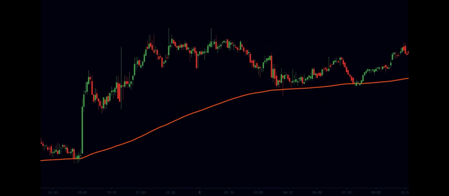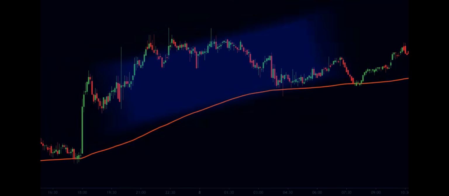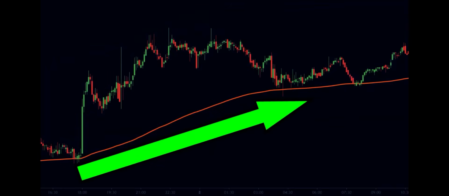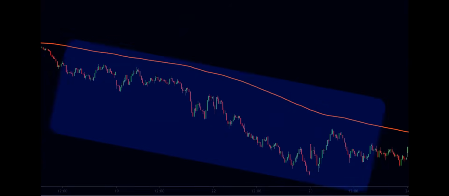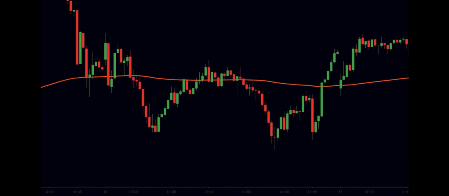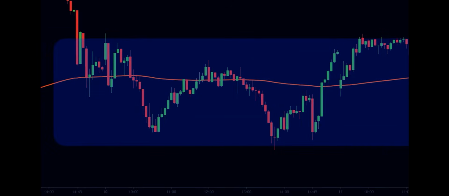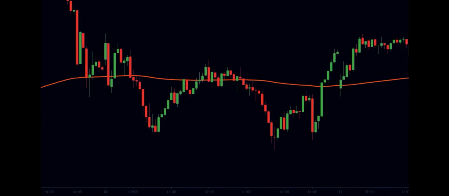So, in an uptrend, we see that the price stays above the 200-period EMA, and the EMA is sloped upwards. Similarly, in a downtrend we see that the price stays below the EMA, and the EMA is sloped downwards. And in a sideways trend, we see that the price moves around the EMA, and the EMA stays flat. We will only trade in a trending market.